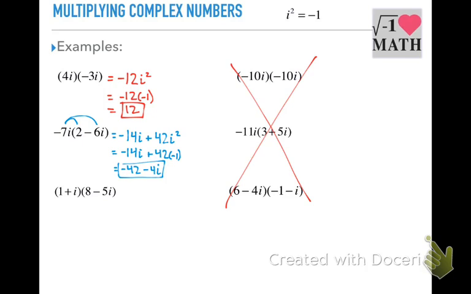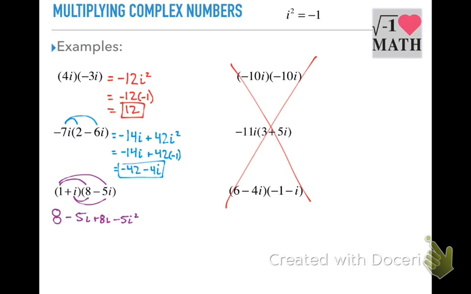In the last row here, how about a complex number times another complex number? Think of it as like a binomial times a binomial, where we have to FOIL: first, outside, inside, last. So we have 1 times 8, 1 times negative 5i, 8 times i, and i times negative 5i gives us negative 5i squared.